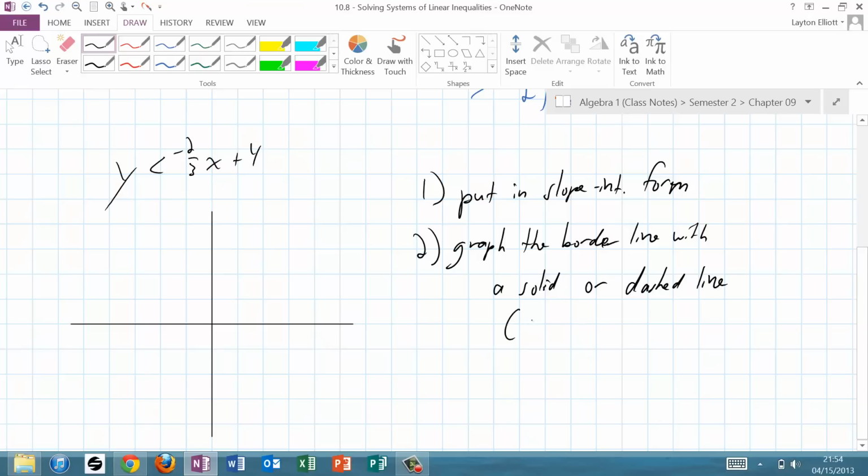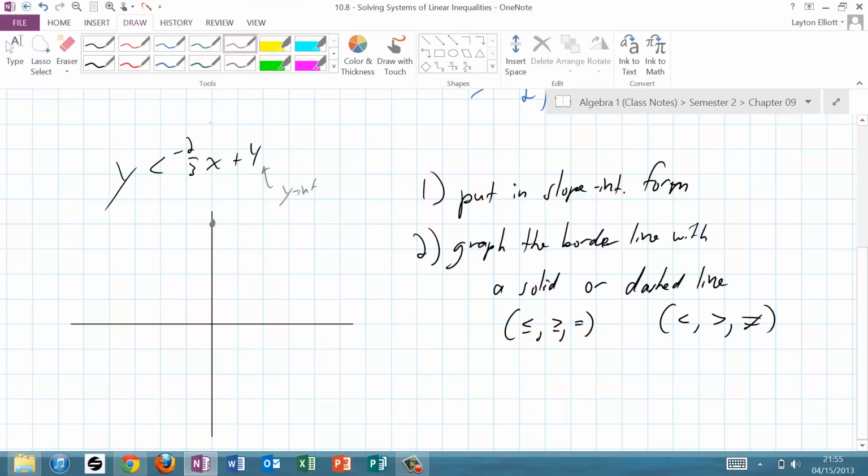Solid lines occur when you have a less than or equal to, a greater than or equal to, or an equal. And dashed lines occur with less thans, greater thans, and even not equals, which we will deal with later in life. So this particular graph, if I graph the borderline, it has a y-intercept. Remember that the 4 represents the y-intercept. It's a y-intercept of 4.